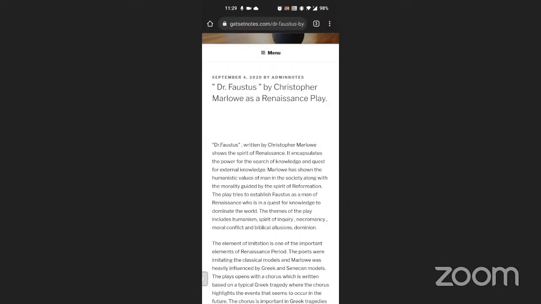knowledge. As I told you, even in the Renaissance period, people were dying to get knowledge. In the Renaissance period, Christopher Marlowe wrote this play, Dr. Faustus, based on that period itself.